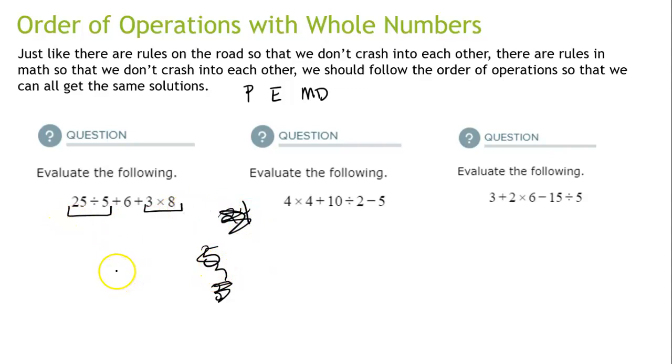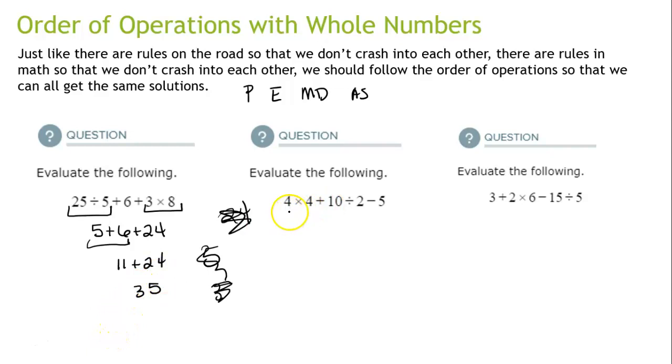Instead, we want this to start simplifying to look like a triangle. That's going to help you build the skills that you need later on to solve equations. So 25 divided by 5 becomes 5. I'm not using the plus 6, so I'm going to bring that down. 3 times 8 becomes 24, so I bring that down. Now I have the addition and subtraction in order from left to right. 5 plus 6 is 11. 11 plus 24 is 35.